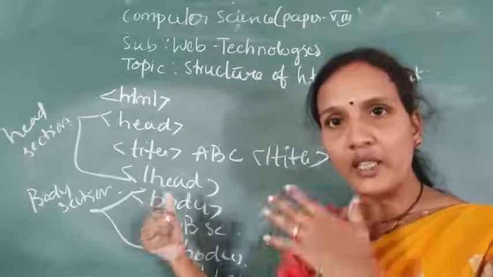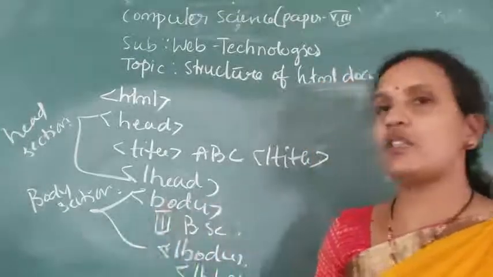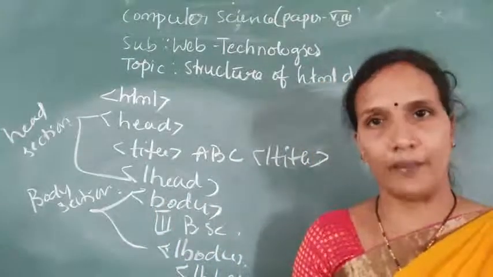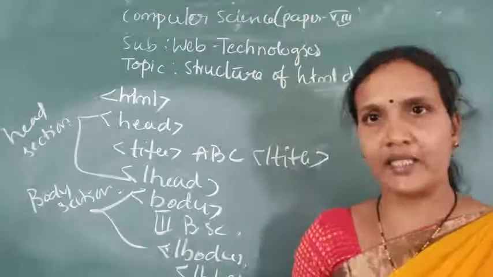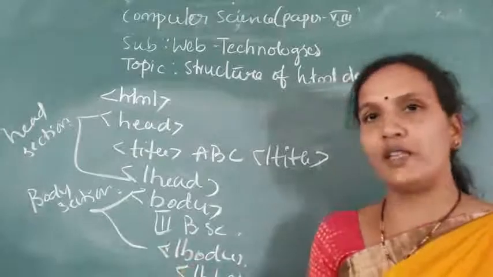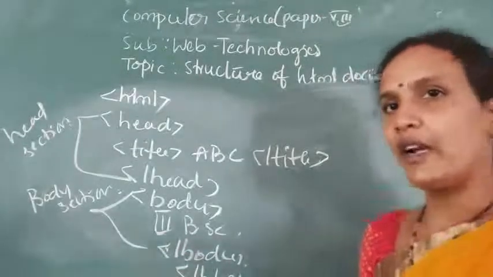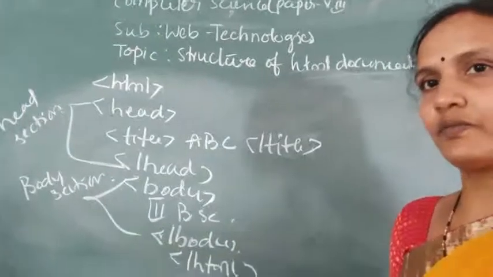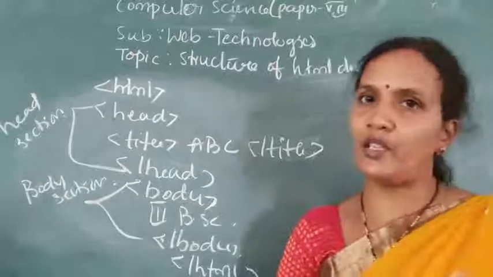After closing the head section, immediately you start the body section. In the body section, whatever content you want to display on the browser window, you write here. After writing all the content, you close the body section. After closing the body section, you close the HTML section. You can see this. This is the structure of an HTML document.